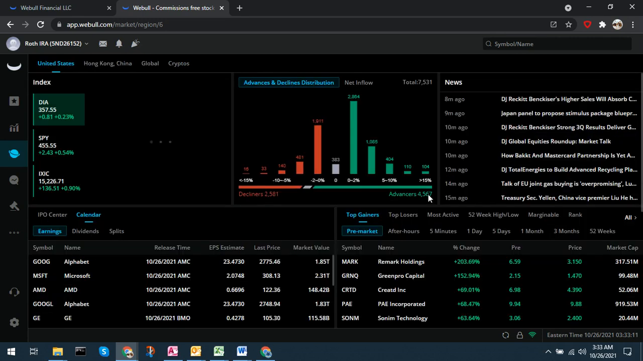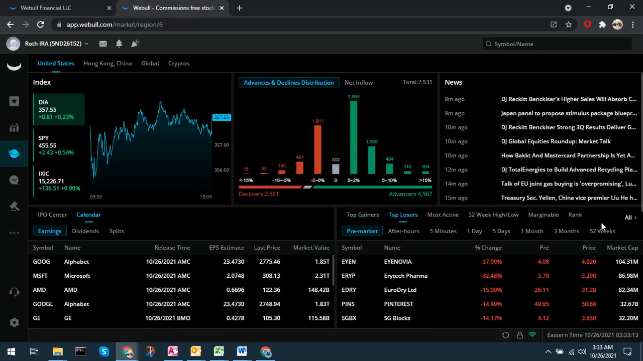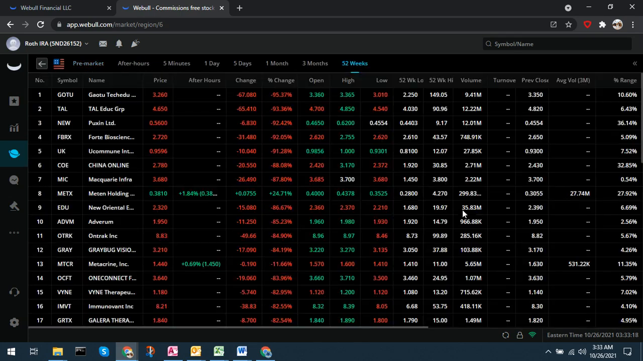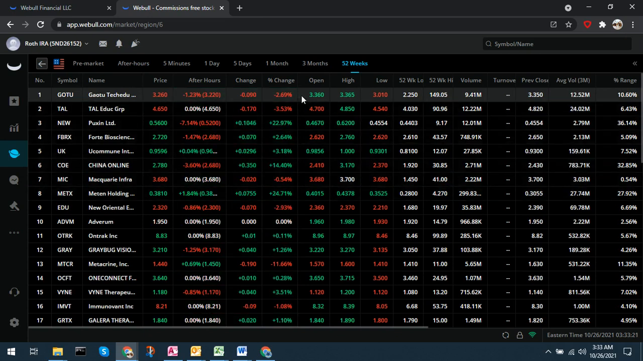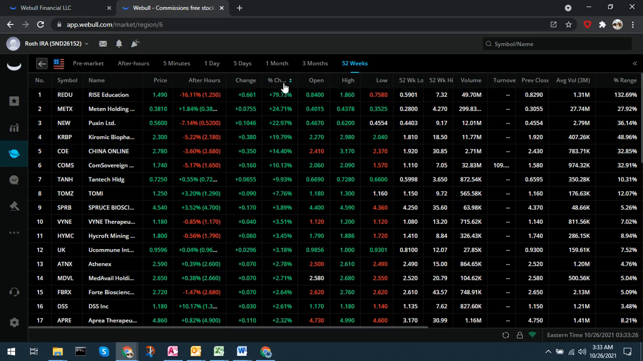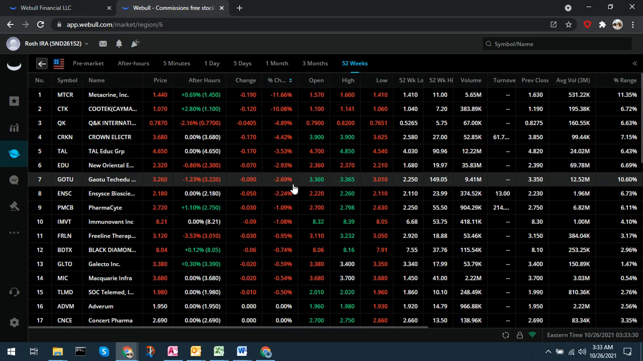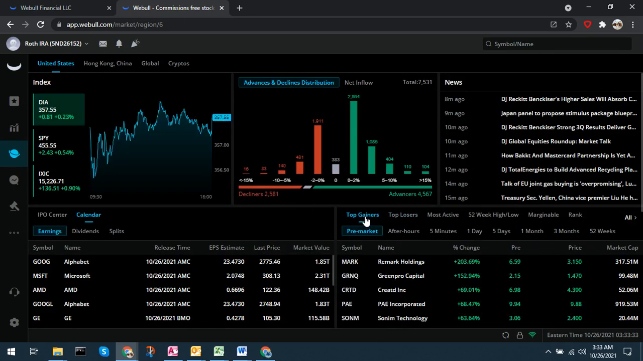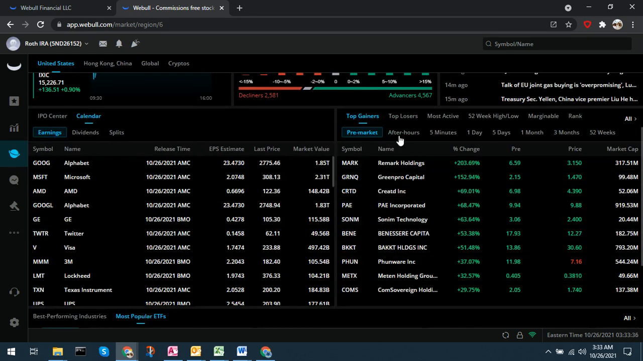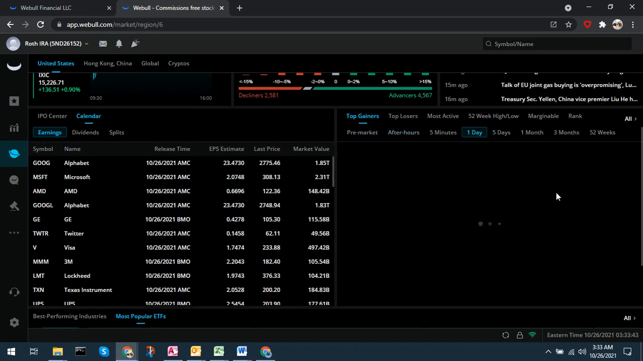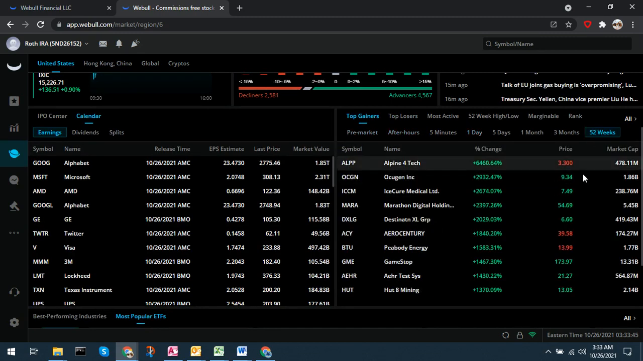So then I can go back and select the losers, and similarly I can see all of the time frames for the losers. So if I want to see the biggest losers for the past 52 weeks, then I can see who was the biggest loser. Again, all of these have that option to see just the top 10 or all of them. And you can select the different time frames: top gainers after hours, top gainers for the past day, top gainers for the year.